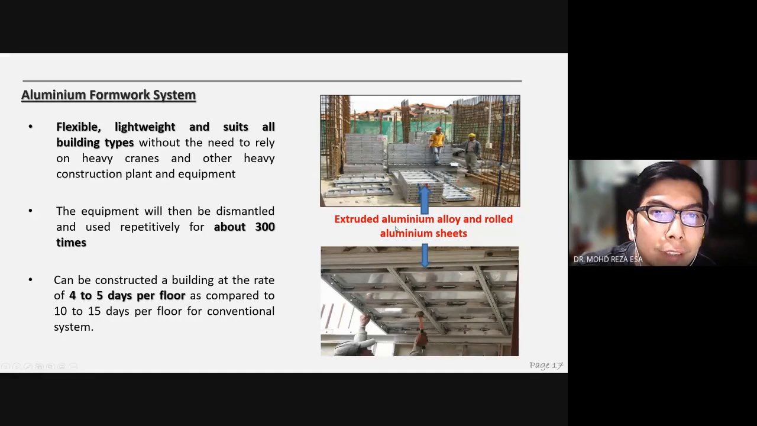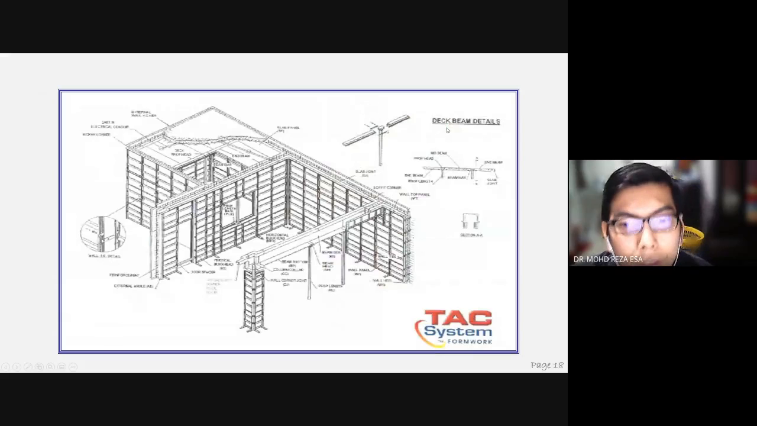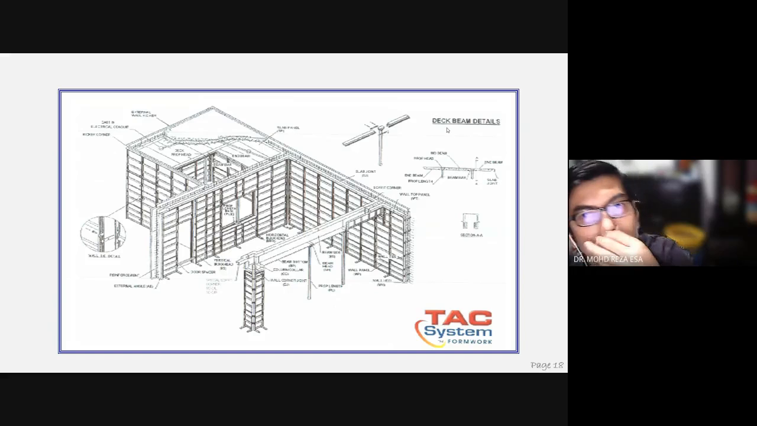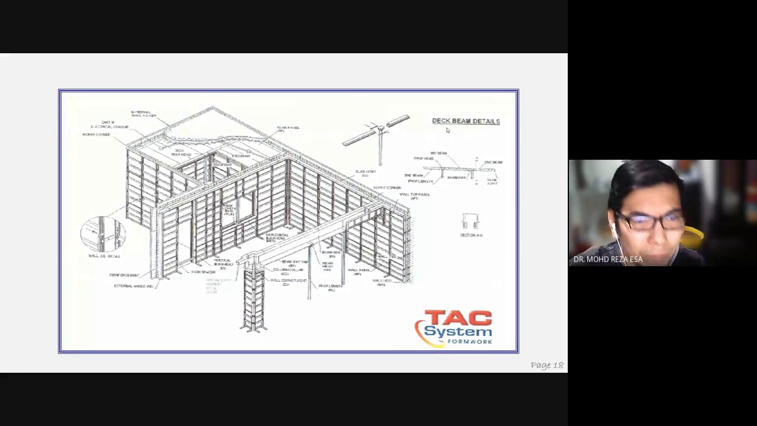So here you can see the example of the aluminium sheets lah. So this is one of the top manufacturers of formwork system in Malaysia, TAC system. So this is one of the examples of their products lah. Later on I think ada videos juga pasal aluminium formwork nanti dalam new feature, nanti kita go through.